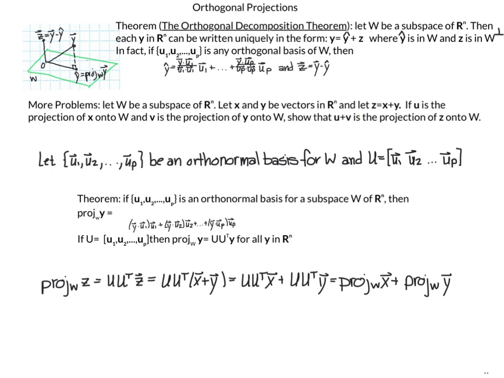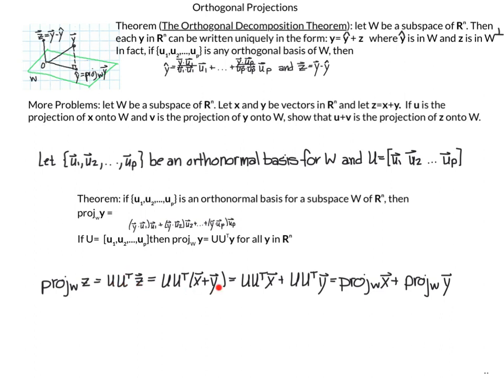So I started with an orthonormal basis for W, and then our matrix U is equal to the matrix with column vectors made from our orthonormal basis. And then I use this theorem here, that if u1 up to up is an orthonormal basis for W in Rn, then the projection of y onto W is equal to this formula here, which we can also write using the matrix U transpose y.